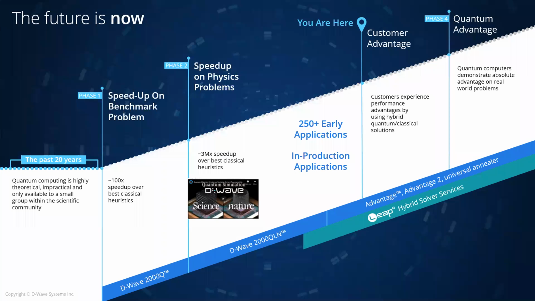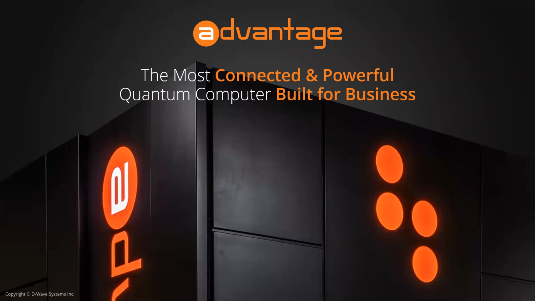Customers are getting involved, starting to do research into those 250 plus early applications that have been developed on the system in order to find their business value, and also in the hopes, as these systems and the algorithms develop, to work towards scientific demonstrations of quantum advantage in applications. So with that, let me pass it over to my colleague, Mark, who will tell you more about the Advantage system and the features that it has.